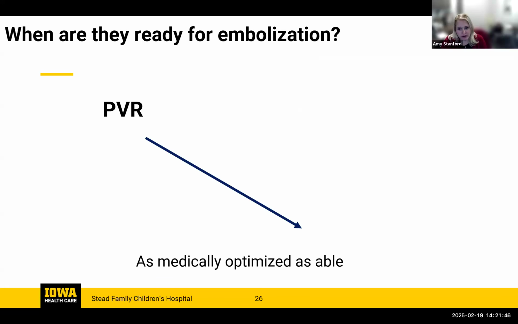So when are these patients ready for embolization? And typically that's once they're medically optimized as much as we're able to, balancing both pulmonary and systemic blood flow, and allowing for time for the PVR to fall as much as it's able to. This usually takes several days with typically serial T&E assessments in order to determine when this PVR has reached its nadir. But we do have to remember that sometimes the PVR isn't going to fall as much as you would typically expect, secondary to in utero pulmonary vascular remodeling.